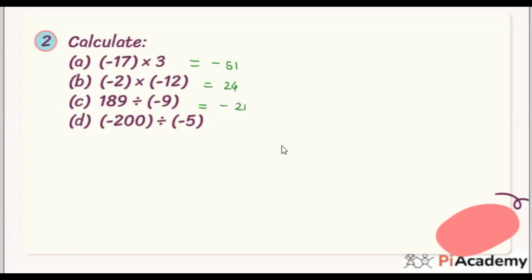You can use the short division or long division for it. Your answer is minus 21. Here two negative numbers you are dividing. It means your answer is positive, because in same-sign division or multiplication you get a positive answer. So 200 divided by 5, what will be the answer for this?